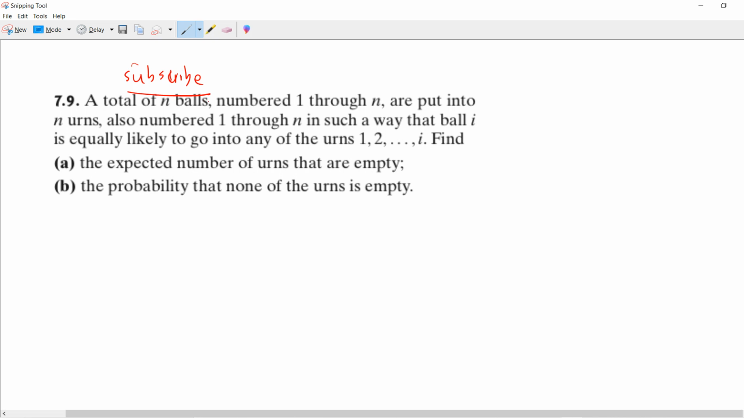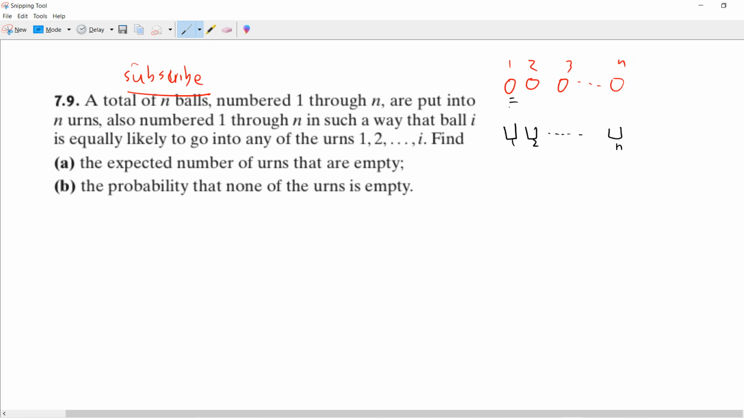Okay, so the balls numbered from 1 to n are put into urns, also numbered 1 through n, in such a way that ball i is equally likely to go into any of urns 1 to i. So you can imagine that you have balls 1, 2, 3, up to n, and then you have urns, maybe using different colors, 1, 2 to n.